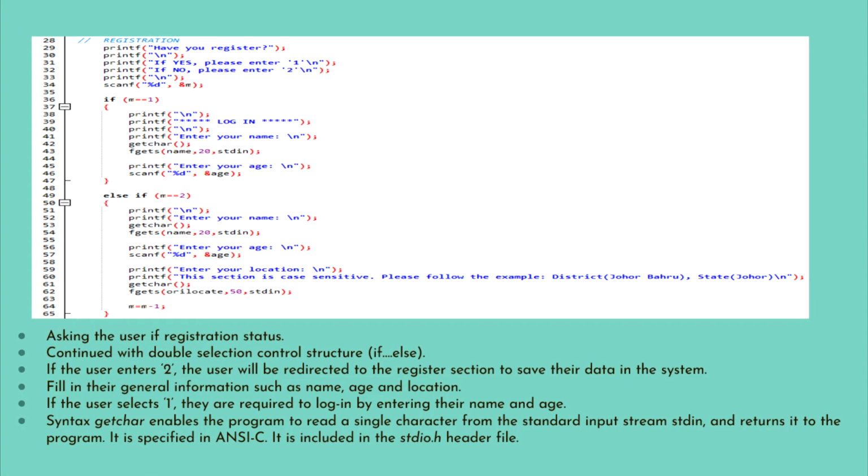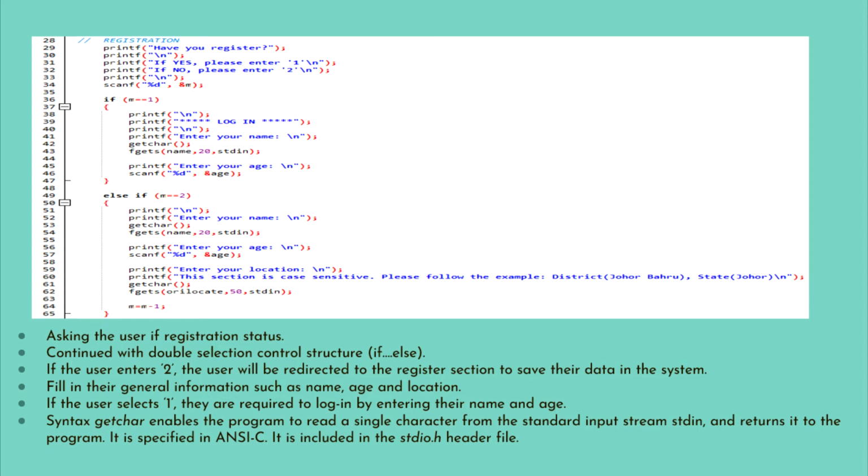In our coding, we declare two functions, which are function survey and function Q&A. The main program starts by asking the user whether they have registered or not with the MySejahtera program. Then, the coding continues with a double selection control structure, if-else. If the user enters 2, which means that they are still not registered, the user will be redirected to the register section to save their data in the system. They can fill in their general information such as name, age, and location. After they have registered, they can access the main menu to choose other options provided.